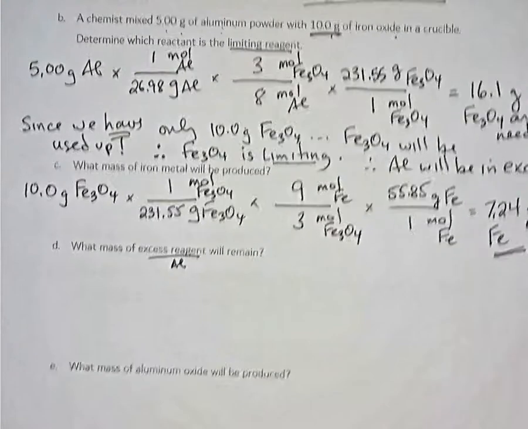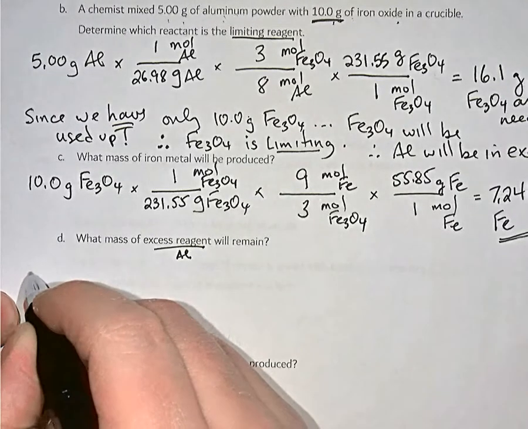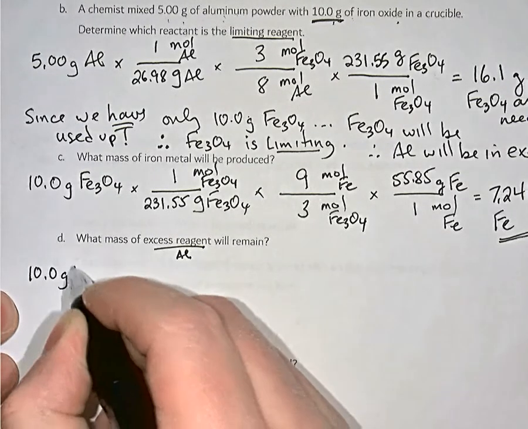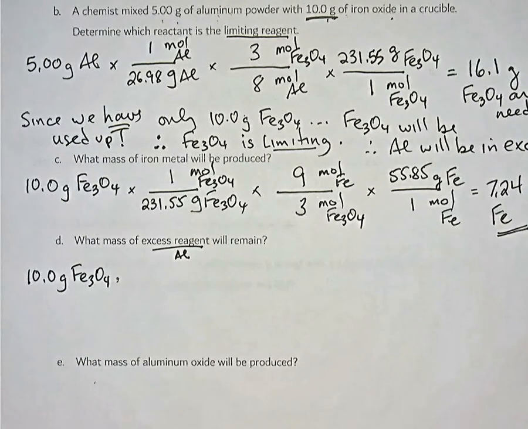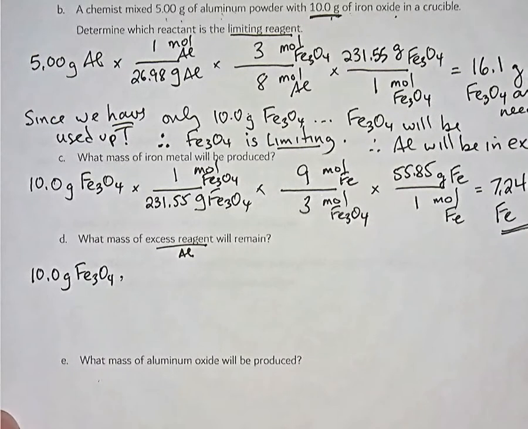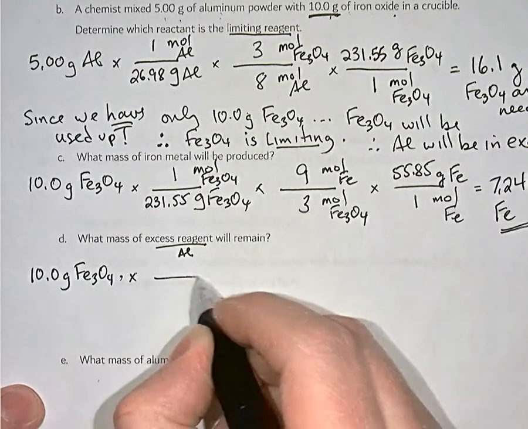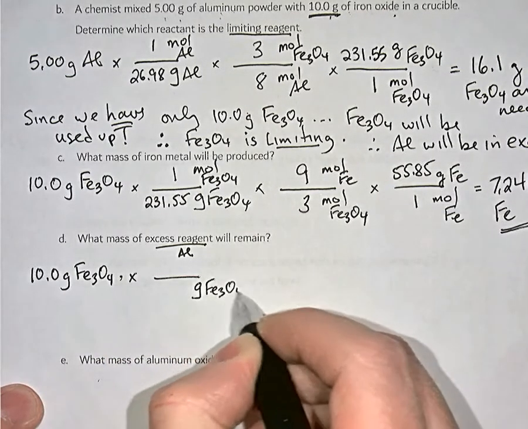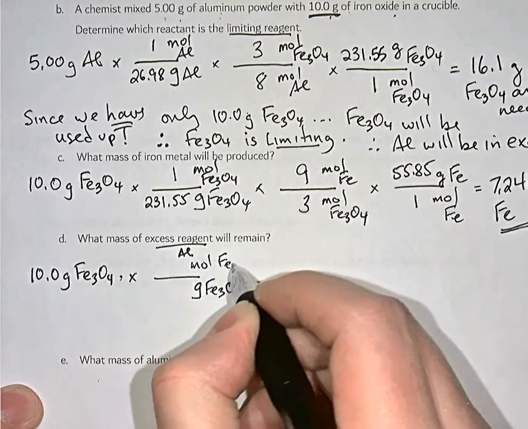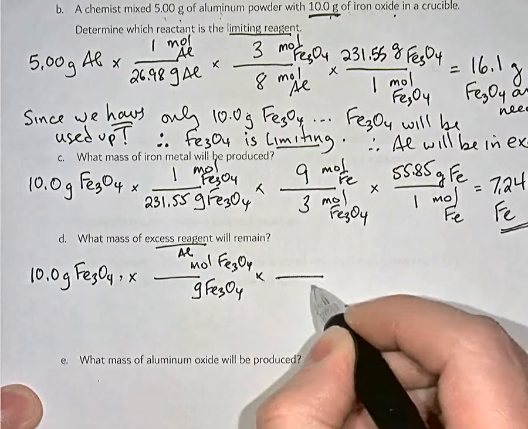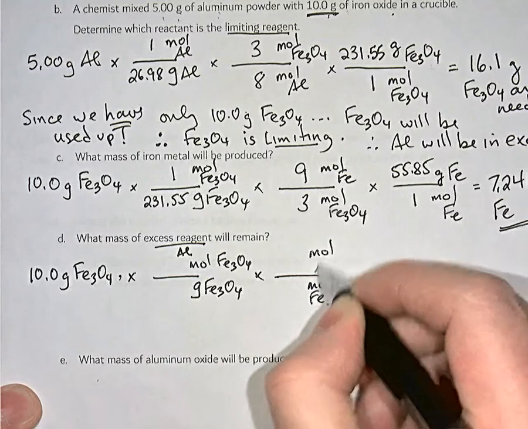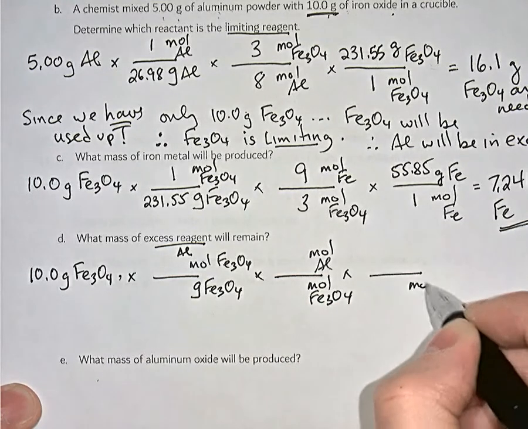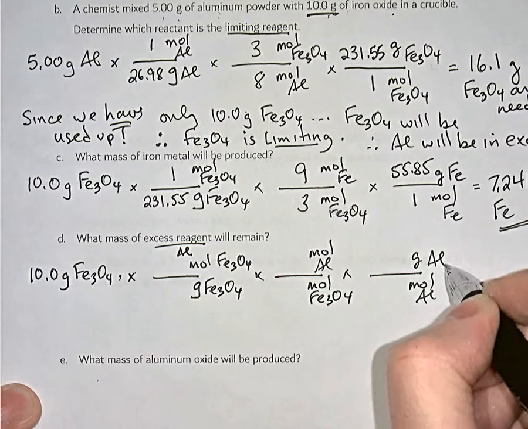Because we didn't start like that here, then we need to take our limiting reagent, 10.0 grams of iron oxide, and go tell me how many grams of aluminum would react with that. The aluminum is our excess reagent. So we'll switch the grams of iron oxide to moles of iron oxide. And this is the same thing we did a few minutes ago. We'll switch the moles of iron oxide to moles of aluminum, and then moles of aluminum to grams of aluminum.